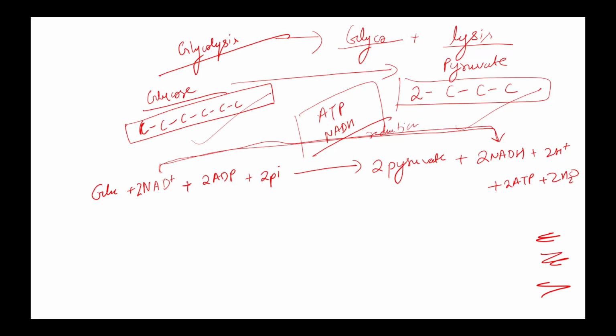So at the end of our glycolysis, we'll have 2 molecules of pyruvate, 2 NADH and 2 ATP, which will work as an energy currency for the cell. These ATP and NADH will be further broken down into ATPs. So this is the net reaction.